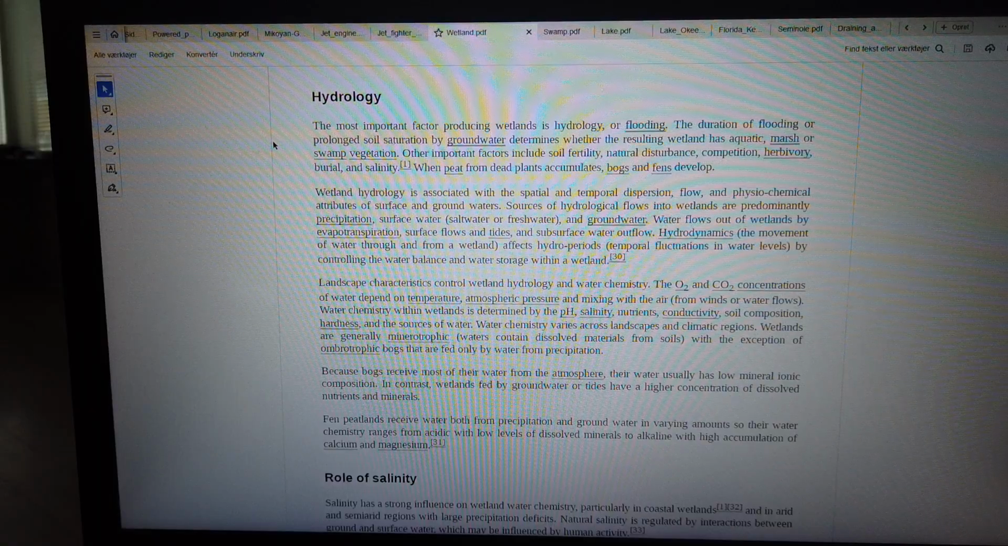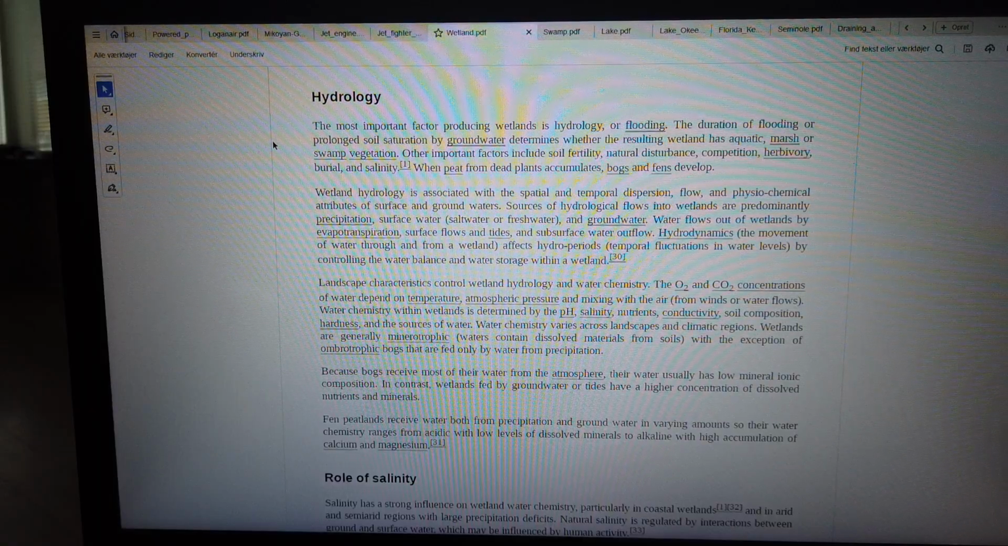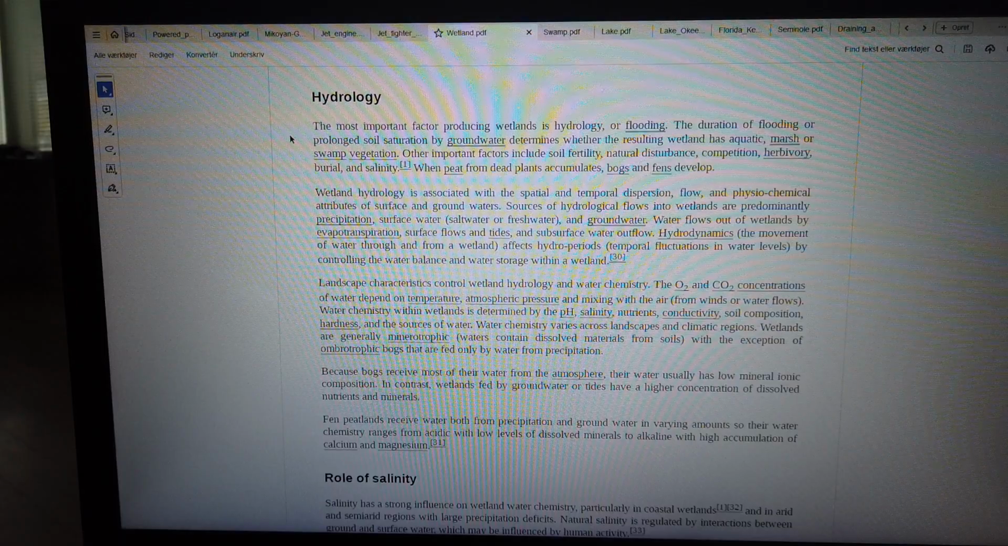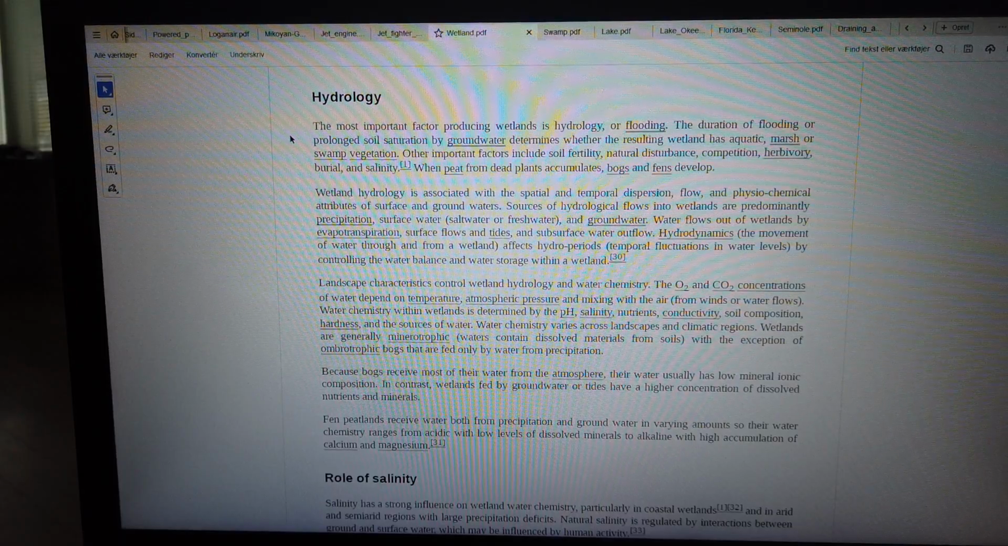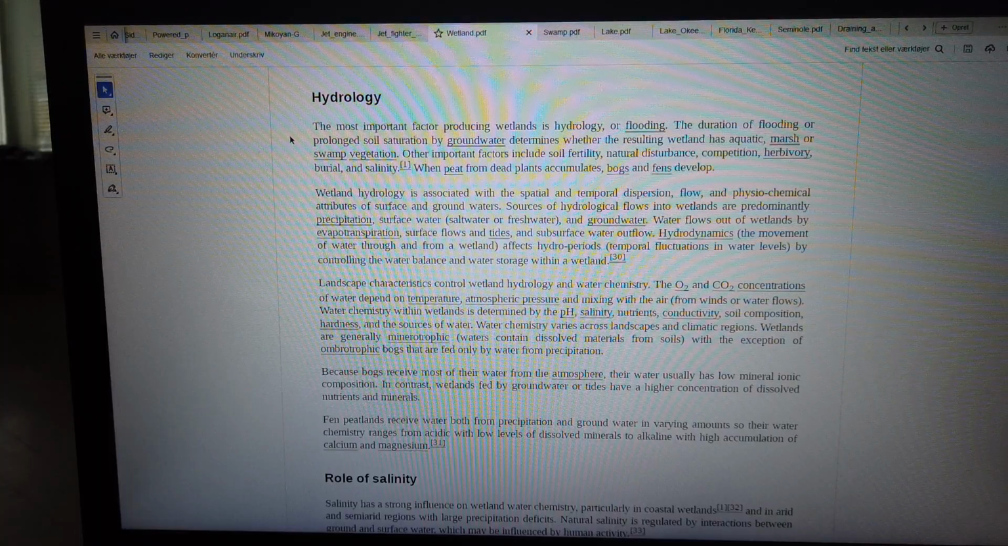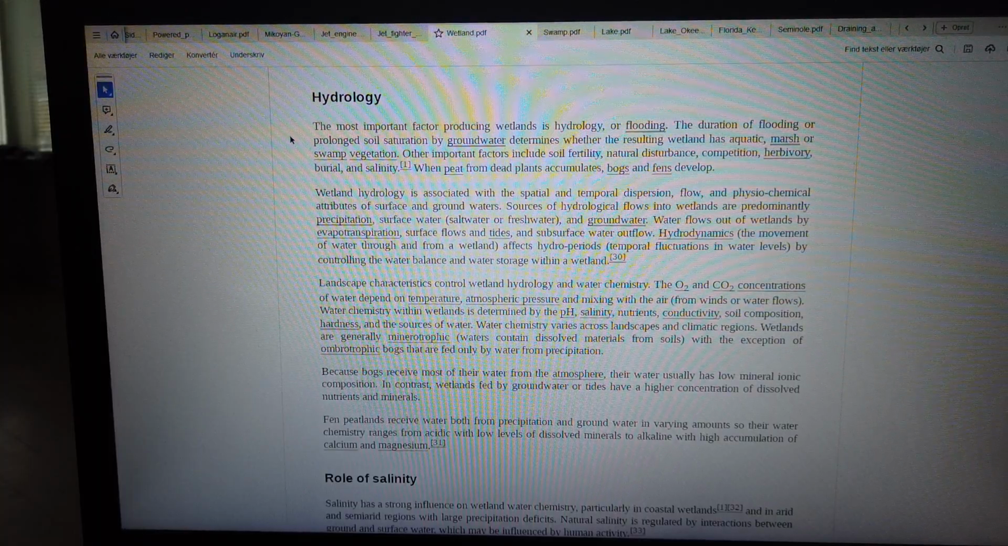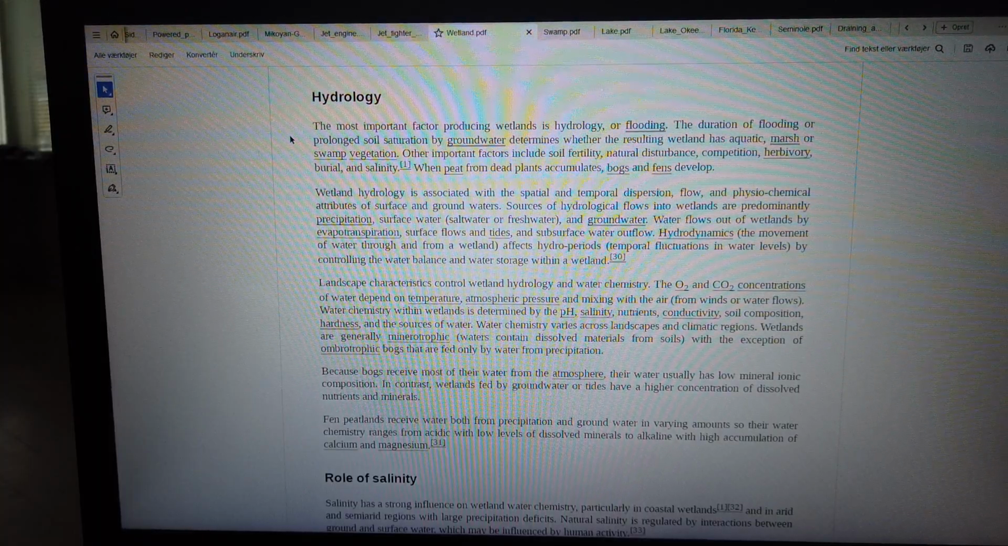Swamp vegetation. Other important factors include soil fertility, natural disturbance, competition, herbivore burial, and salinity. When peat from dead plants accumulates, bogs and fens develop.